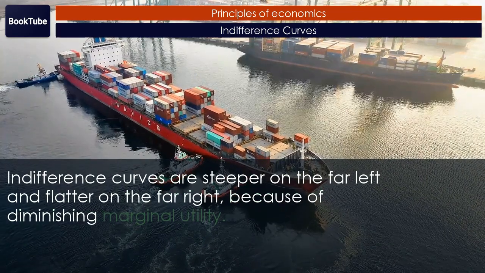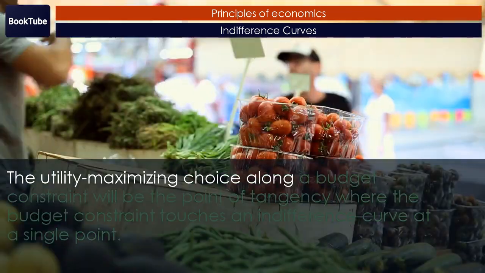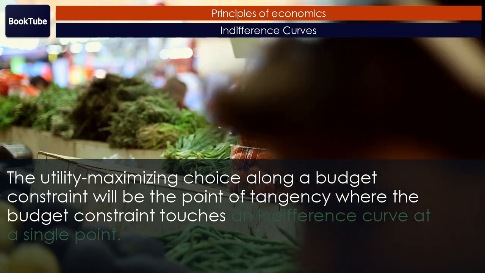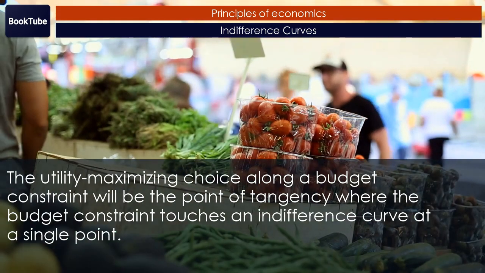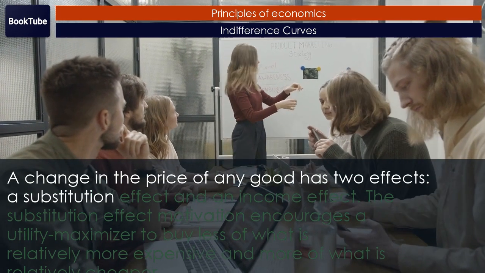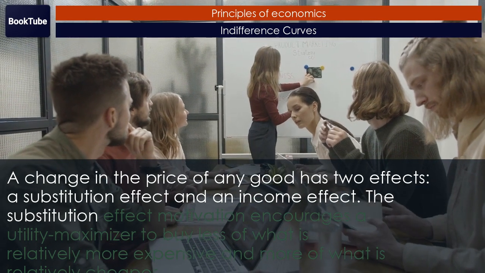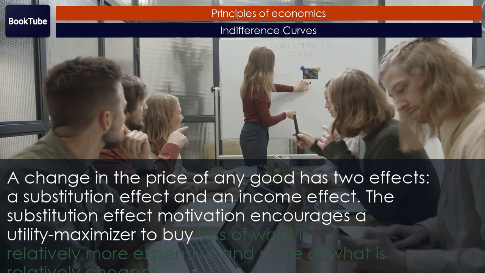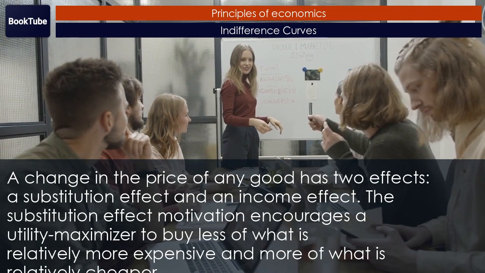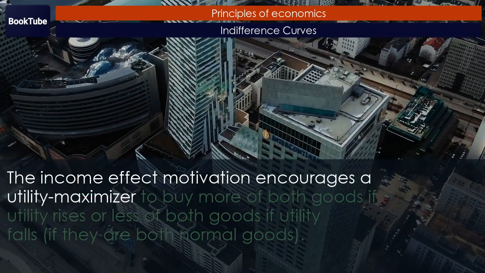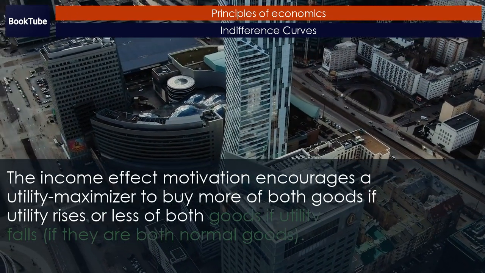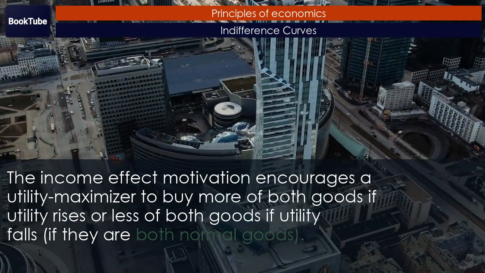Indifference curves are steeper on the far left and flatter on the far right. Because of diminishing marginal utility, the utility maximizing choice along a budget constraint will be the point of tangency where the budget constraint touches an indifference curve at a single point. A change in the price of any good has two effects: a substitution effect and an income effect. The substitution effect motivation encourages a utility maximizer to buy less of what is relatively more expensive and more of what is relatively cheaper. The income effect motivation encourages a utility maximizer to buy more of both goods if utility rises, or less of both goods if utility falls, if they are both normal goods.